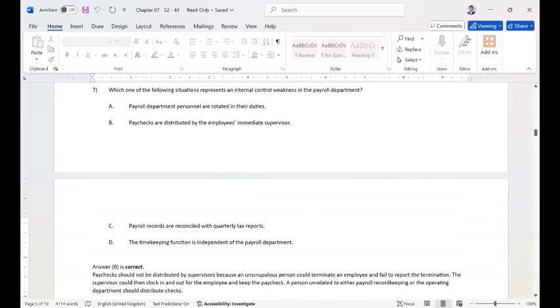In that option A, they don't specifically mention how often the rotation happens, so that is also confusing. Generally, in a payroll department, they hardly get rotated. They are specifically hired for the payroll division. They stay in the payroll division until they resign. There's some sort of rotation, but it doesn't usually happen that way.